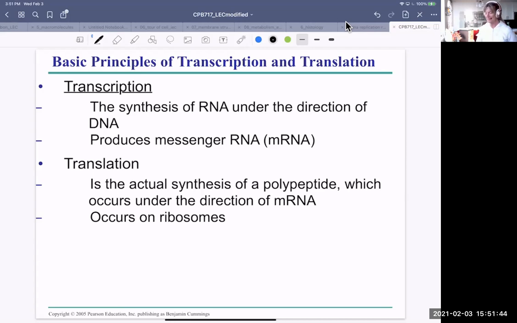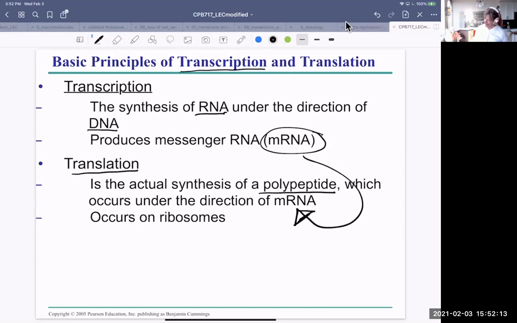But transcription is when you take a strand of DNA and you synthesize RNA using that strand as a template. And it produces something known as messenger RNA. Translation is the synthesis of a polypeptide, and it occurs under the direction of messenger RNA. And it occurs on a cool structure known as a ribosome or ribosomes. This is two subunits of ribosomes.